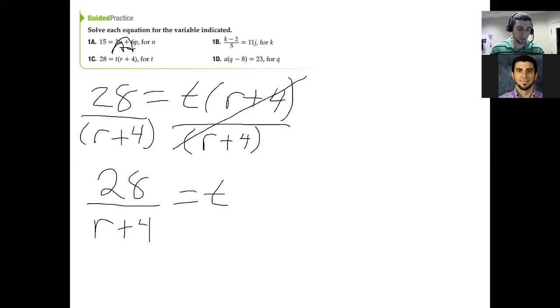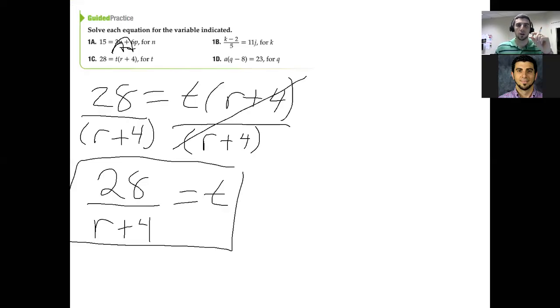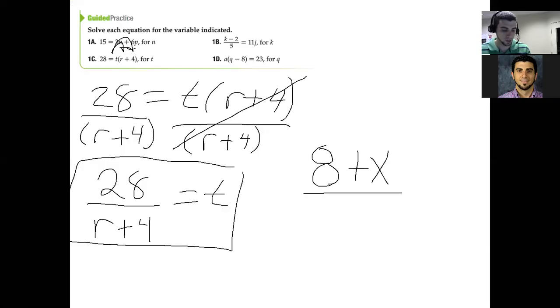Now that is the final answer. You cannot break it apart into 28 over r plus 28 over 4 and then get 28 over r plus 7. You cannot do that because you are dividing by r plus 4. In the other problem, we had something, let's say it was 3 plus x over, let's say 8 plus 2x over 2. In that situation, you're only dividing by 2.